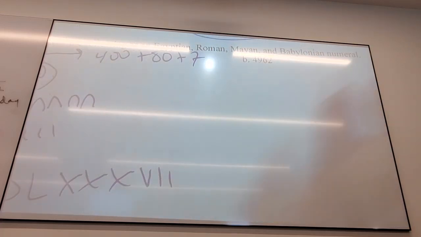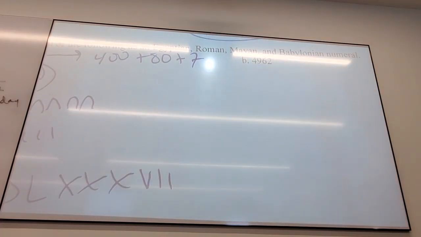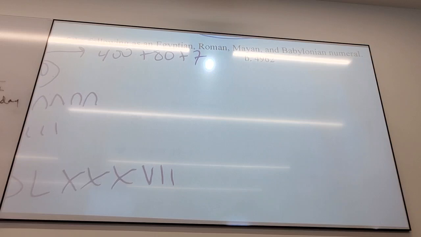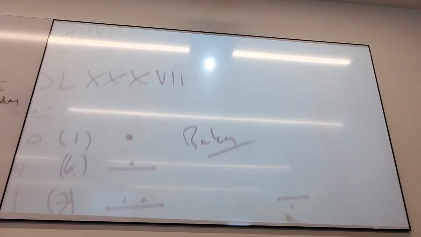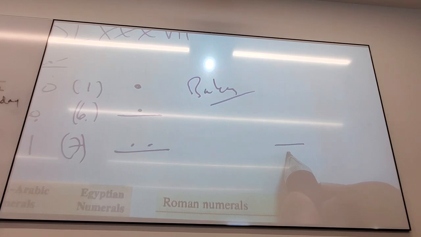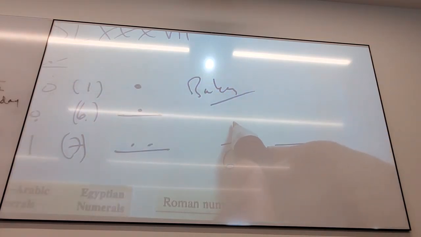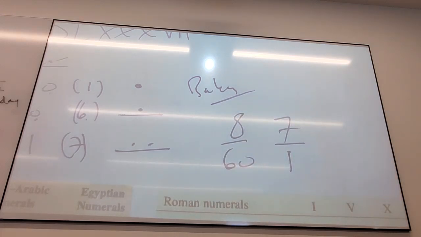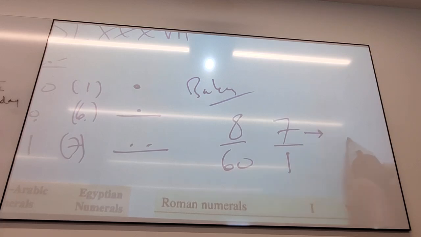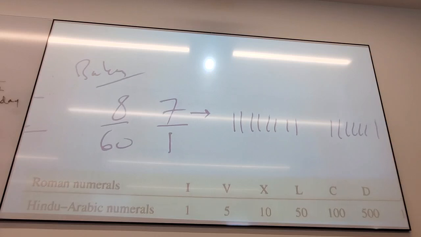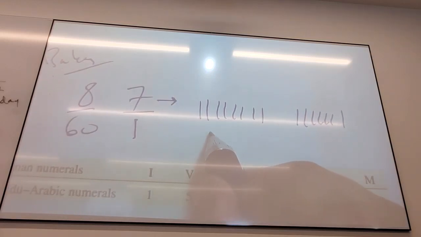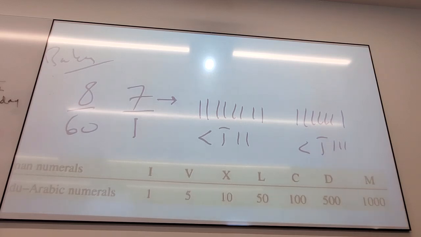So what about, oh sorry, I gotta do baby. How many places do I need for baby? I'm sorry. 61. I need 1s, 60s, because the next one will be 3600, which is bigger than the number. So how many 60s? 8, and then I have 7 left. Is that cool? Yes. Okay. So baby would be, you could do this, 1, 2, 3, 4, 5, 6, 7, 8. 1, 2, 3, 4, 5, 6, 7. Or 10 minus 2, 10 minus 3, right? I'll take either one.